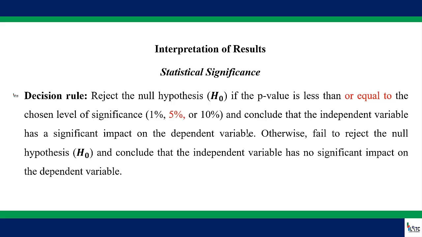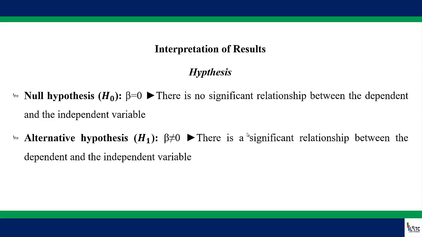So here is the decision rule. Reject the null hypothesis if the p-value is less than or equal to the chosen level of significance and conclude that the independent variable has a significant impact on the dependent variable. Otherwise, fail to reject the null hypothesis and conclude that the independent variable has no significant impact on the dependent variable. So, in a situation whereby the probability value of the independent variable is greater than 10%, that means there is no significant relationship. So, you cannot reject the null hypothesis.